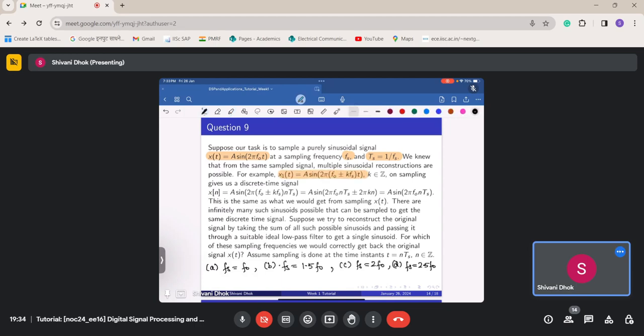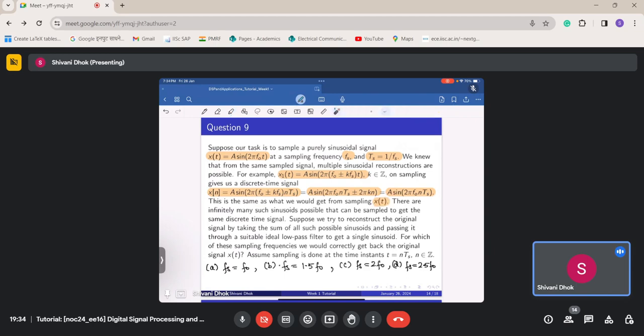let me write it as xk(t). For example, on sampling this x(t) signal, this gives rise to these signals, that is x1(t), x[n] equal to A sine 2 pi (f naught plus minus k fs) nTs, which is equal to this quantity. This is the same as what we would get from sampling x(t).